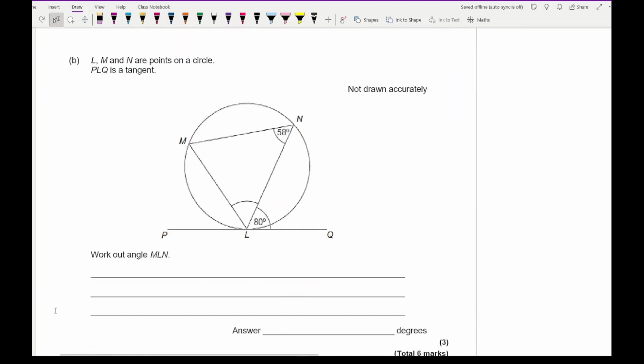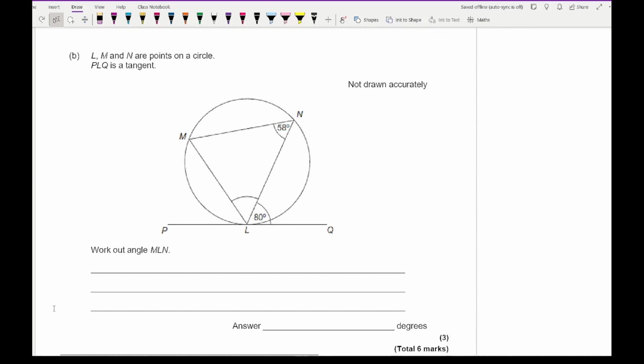Then moving on to question B, it says L, M and N are points on a circle. PLQ is a tangent. Work out the angle of MLN. So then looking at this, as PQ is a tangent, it means that this angle here of NML or LMN is also going to be 80 degrees, and the reason why that is because it is the alternate segment theorem.